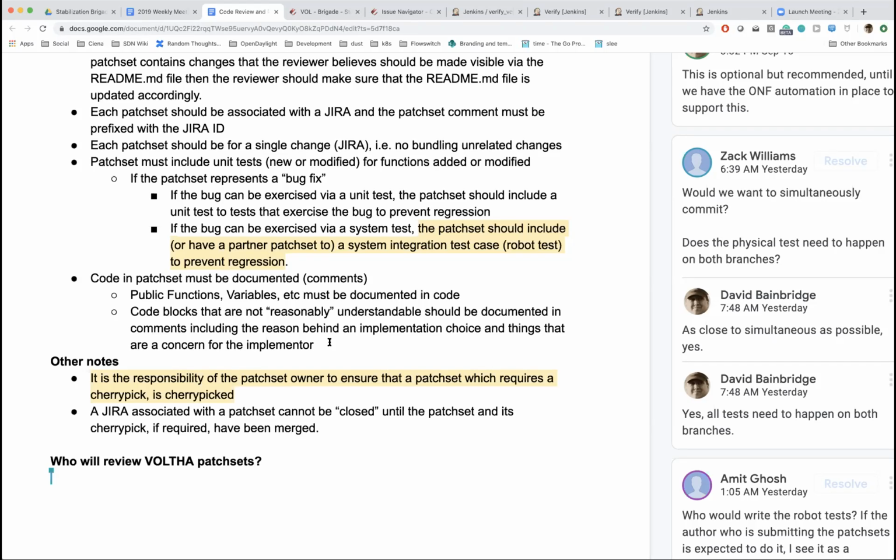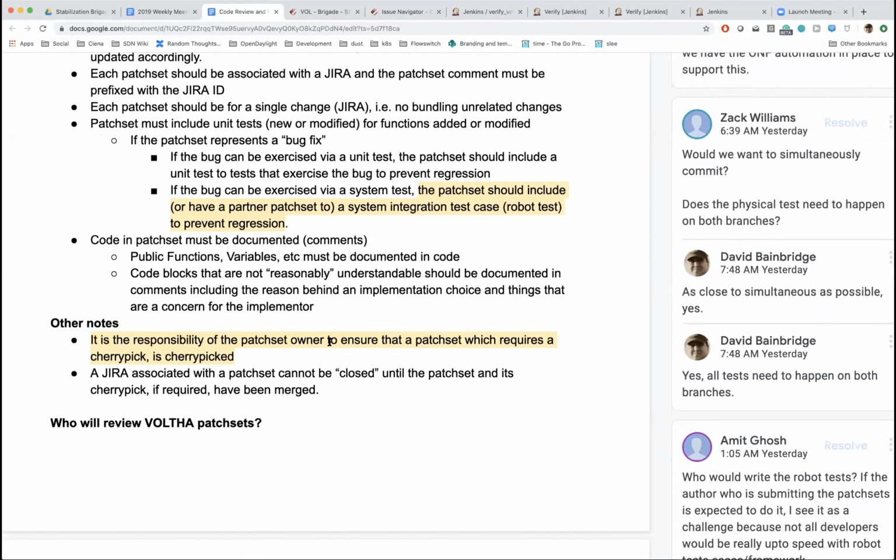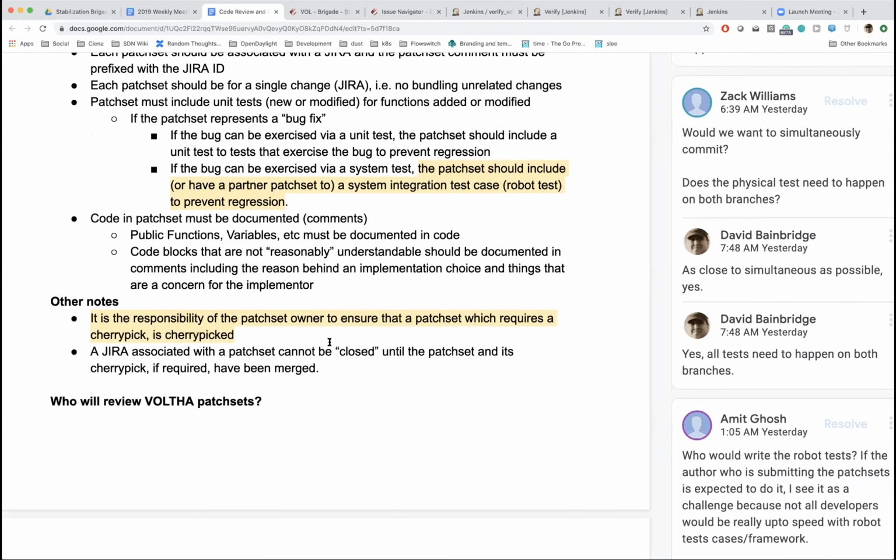So there is a little bit more being asked from the reviewers before they plus it. And we believe if this can happen, we'll get a little bit better quality of our patch sets and supportability of the code going forward. Just to reiterate, it is the responsibility of the patch set owner to meet the requirements, to ensure things are cherry-picked. So we're not asking reviewers to do the documentation or add the bits.